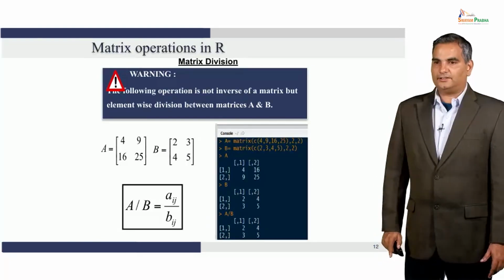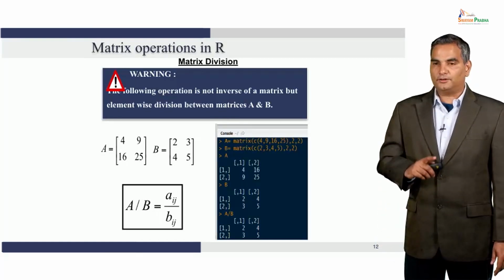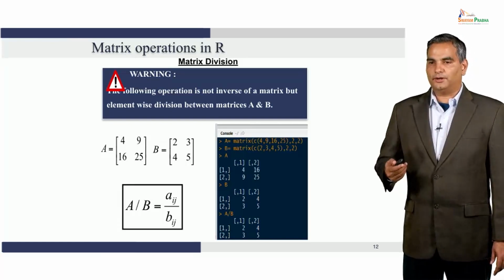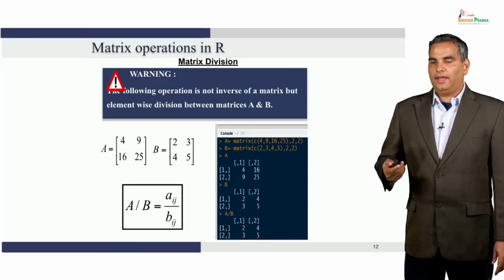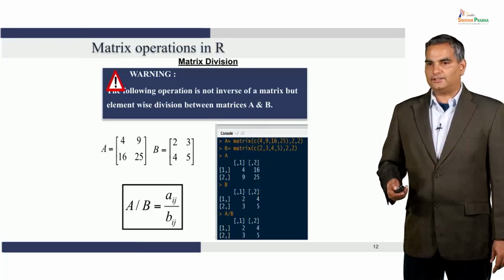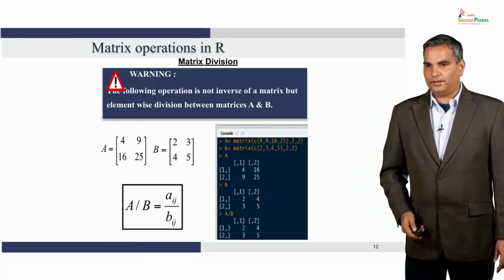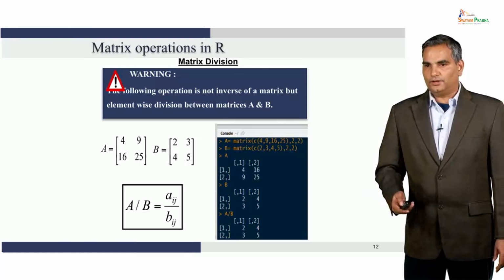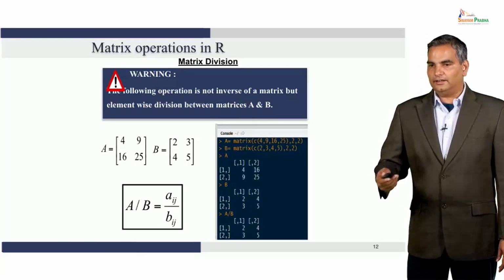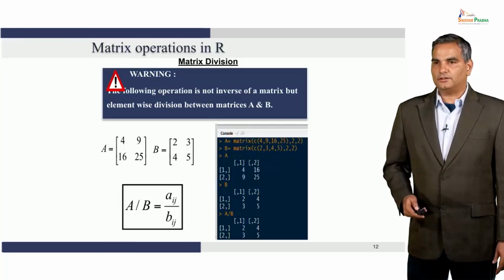Another interesting aspect of matrix division, similar to multiplication, is you cannot get an inverse by doing a division. So if I say A divided by B, if you take these matrices 4, 9, 16, 25, and 2, 3, 4, 5, A divided by B gives you 2, 3, 4, 5. So this is really not your standard inverse. So division is not inverse. It is doing this element-wise division in this example.